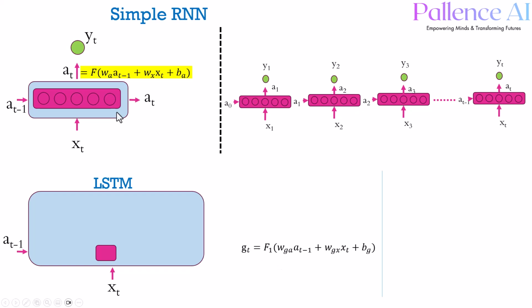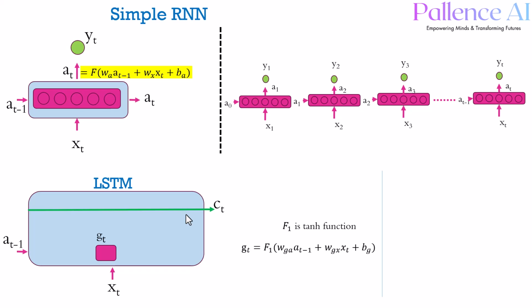Now, instead of calling this AT as in simple RNN, I'm calling this GT. You can see the GT there. F1 is again the tanh function. So with LSTM, the most important thing is this green arrow, which I just drew. Think of this as a long-term cell state, CT. So what is this long-term cell state?